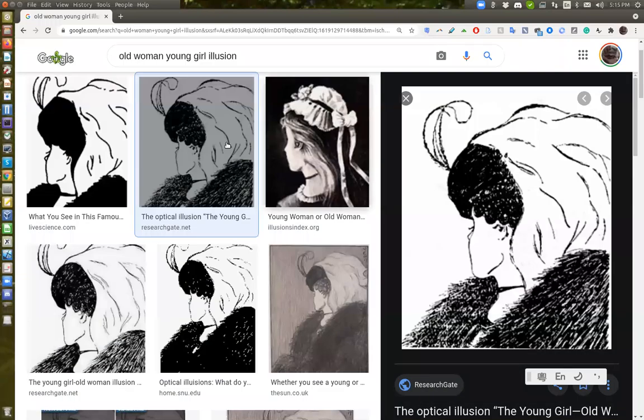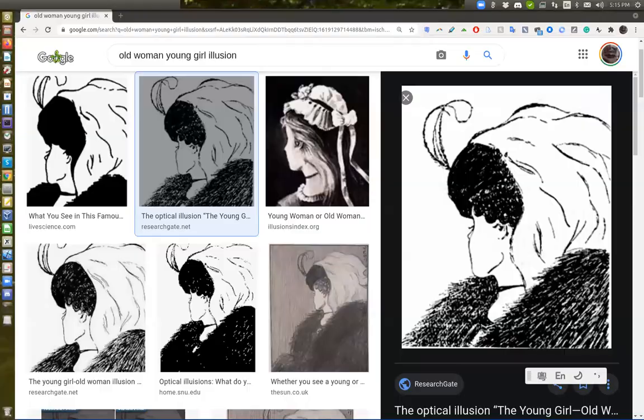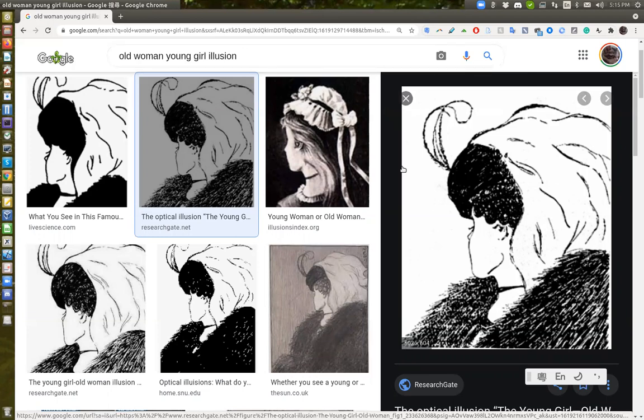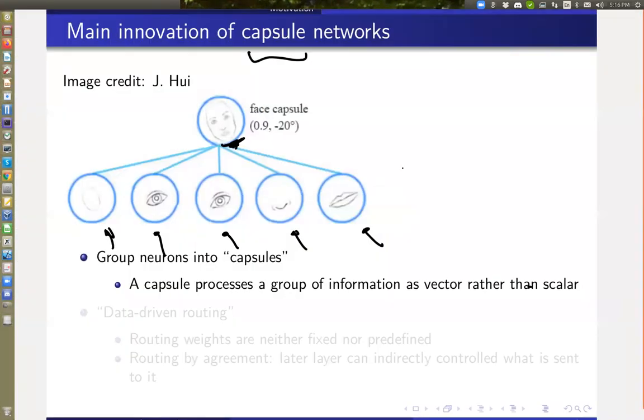Maybe just for fun, I will ask a participation question. Has anyone seen this picture before? Has anyone never seen this picture before? I just want to see if you guys are still around. Oh, actually, I have someone who said no. I didn't expect that.